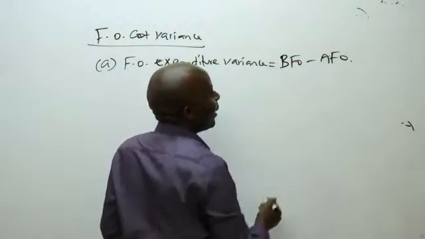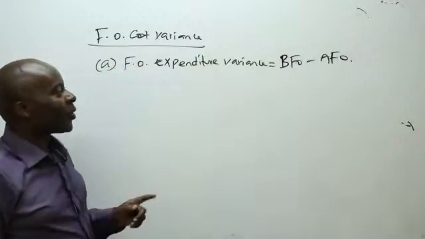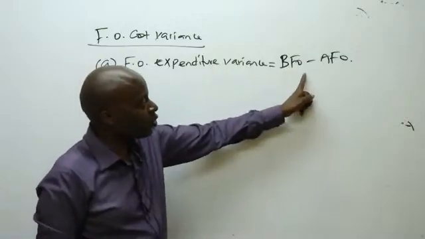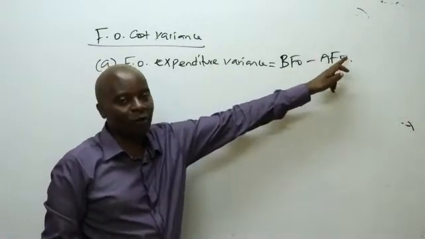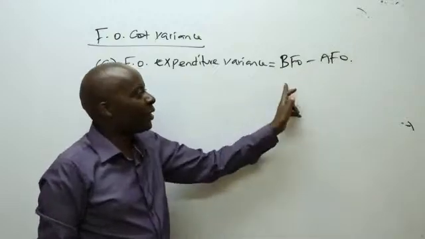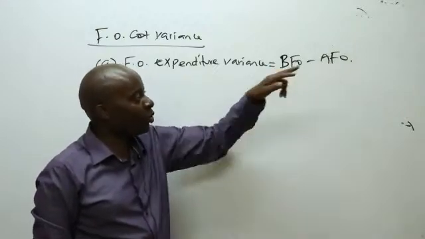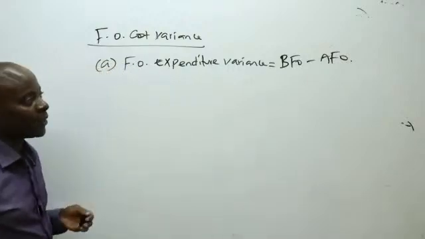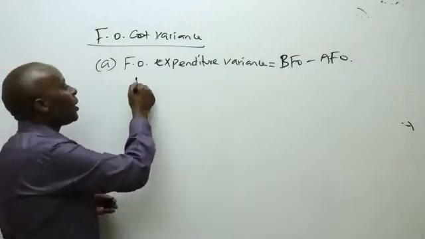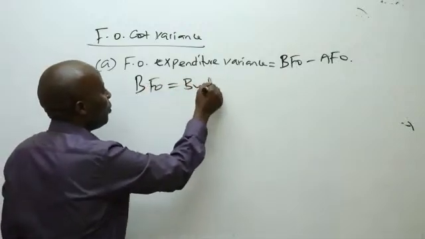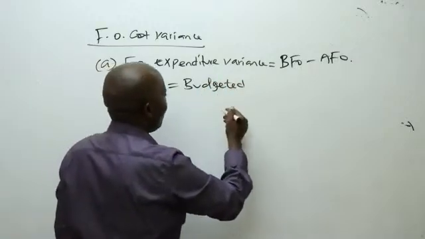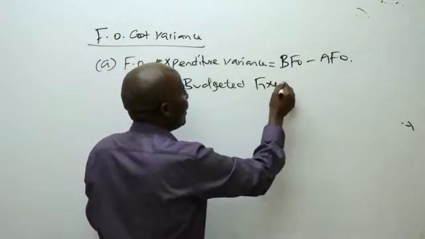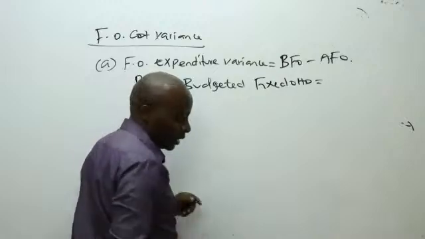So anytime they talk about fixed overhead expenditure variance, I'll always be taking budgeted fixed overheads minus actual fixed overheads. In this question, I'm repeating again for purpose of you capturing this nicely: BFO, budgeted fixed overhead. In this question, who is able to see the budgeted fixed overhead?